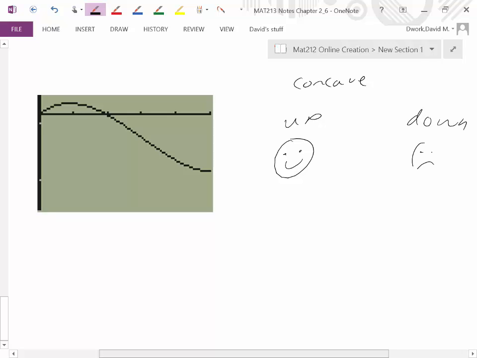When we're happy versus when we're sad. When we're happy, we're positive. When we're sad, we're negative. And what you can see here is concave up has the shape of the happy face.